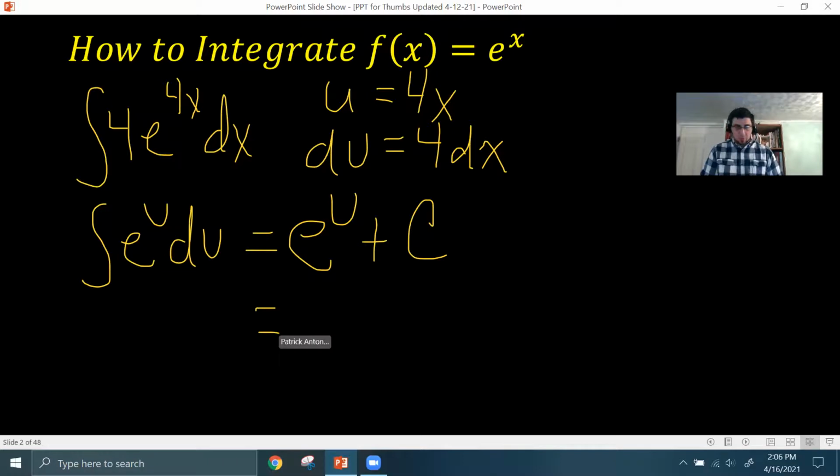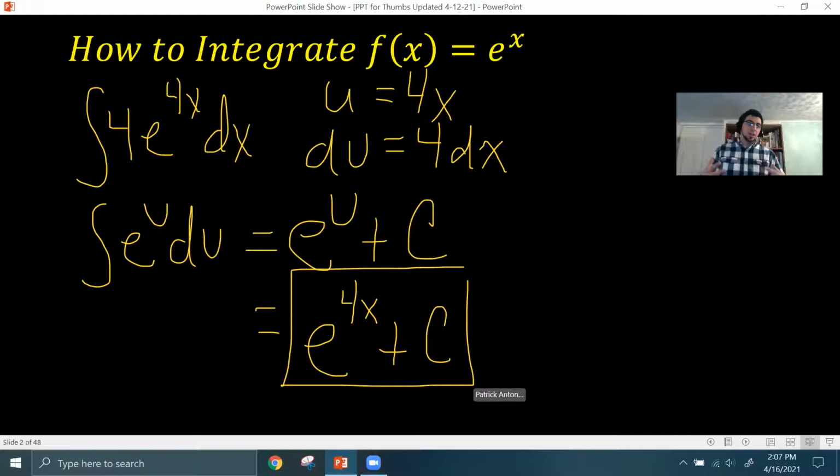And then since the original problem was in terms of x, we want to back substitute what u was in terms of x. It was 4x plus c. And that is our solution there. And you can always check antiderivatives by differentiating. And if you differentiate e to the 4x, it would be 4e to the 4x. And the c would go to 0, of course.